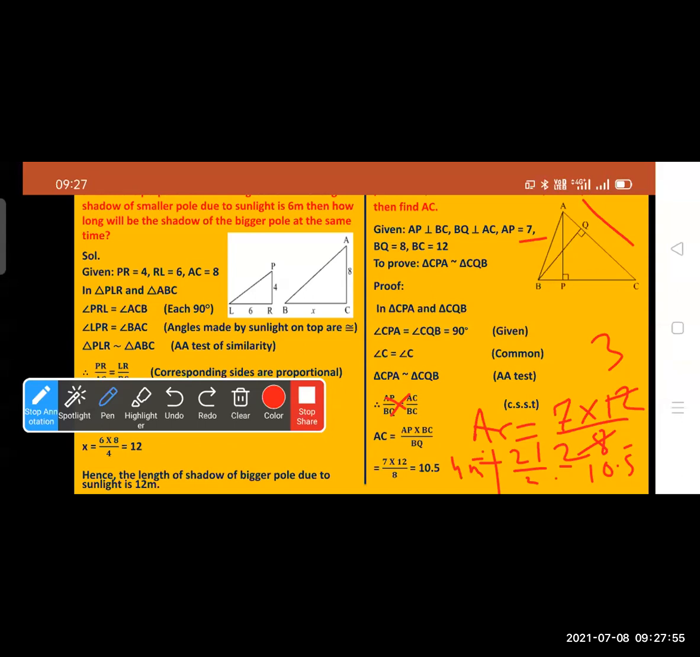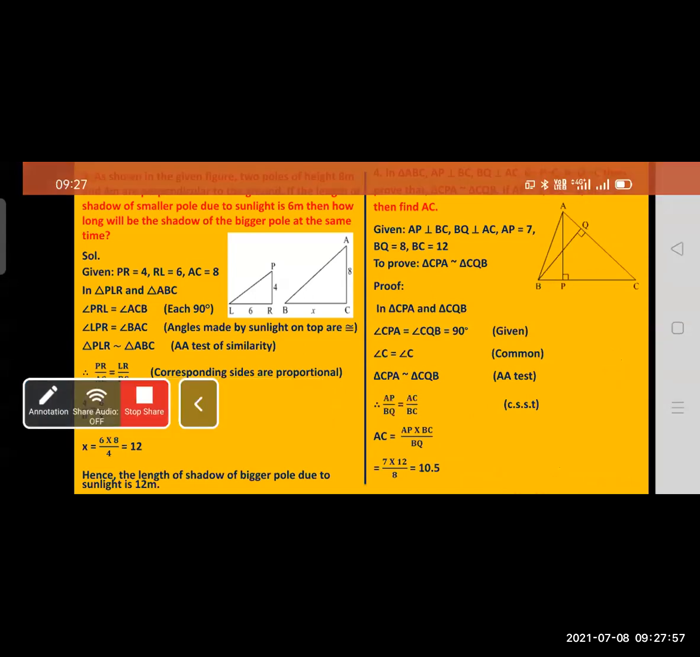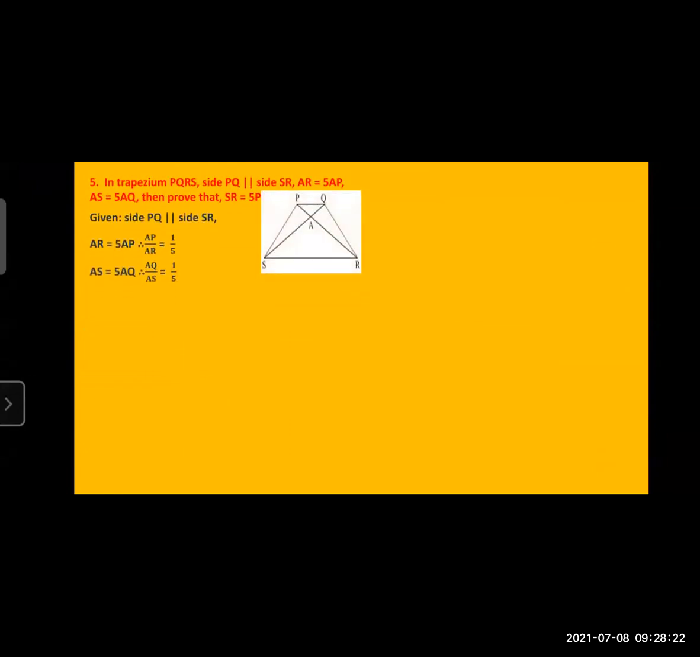And next question, now question number 5. In trapezium PQRS, side PQ is parallel to side SR and AR is equal to 5 times AP and AS is equal to 5 times AQ. Same question, it is like question number 2. We have to show that SR is equal to 5 times PQ.